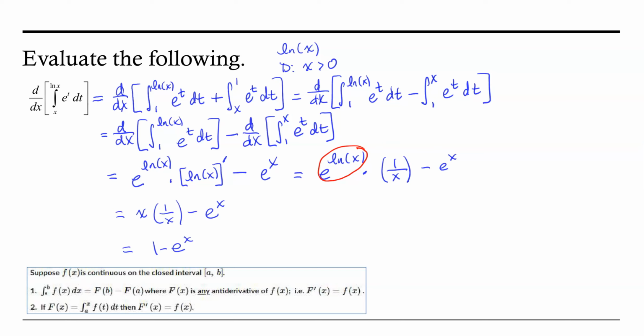Now keep in mind that way back in the beginning we identified that the domain had to be x greater than 0 for this integral, this function, to be defined.